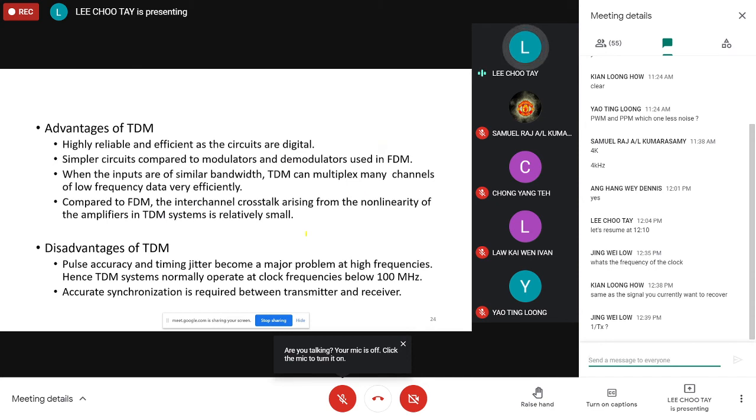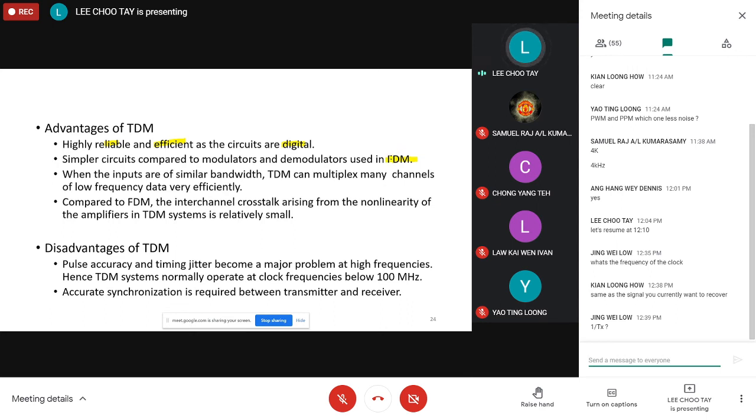All right, let's talk about the advantages of TDM. As far as TDM is concerned, the switching, the sampling, everything was done using digital circuits. Therefore, the TDM technique is reliable. It's also efficient. Compared to FDM, in FDM, basically you need to modulate every individual signal using different carrier frequency before you combine them.